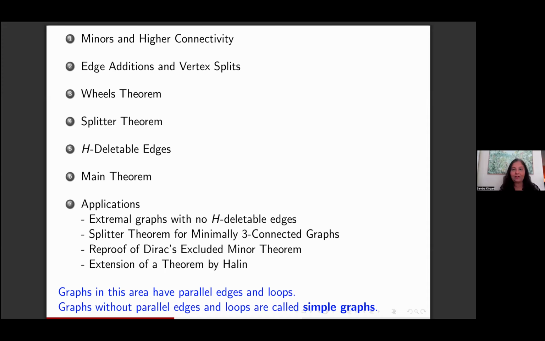have parallel edges and loops, and graphs without parallel edges and loops we will call simple graphs. And when you're talking minors, you always can get parallel edges and loops. And therefore, when we are talking about what everybody else thinks of graphs, we will say simple graphs.